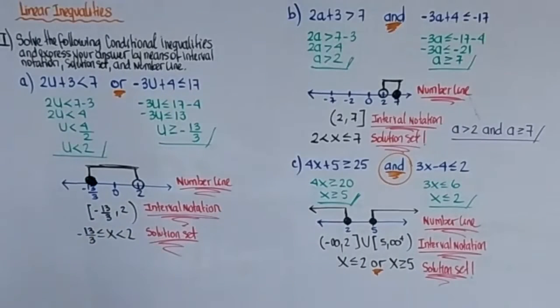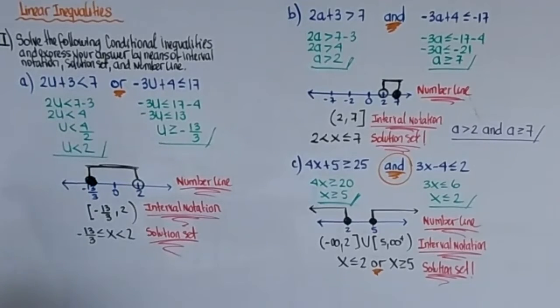If you want to express the solution in this case, I think it's more common to use the first one, 2 less than x less than or equal to 7. But if you want to use the second one, the purple one, it's acceptable. All right. Questions? Preguntas?